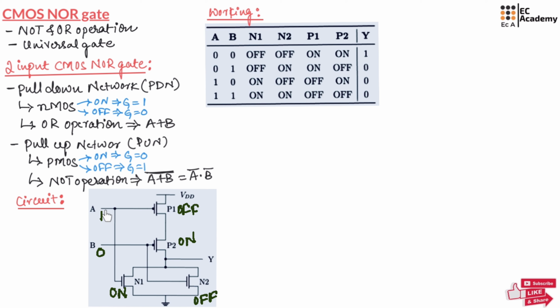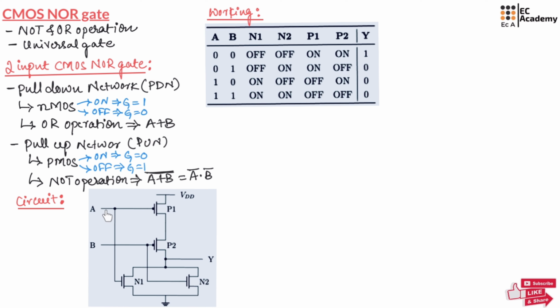When the input is 1 0, transistor N1 will be on, N2 will be off, P1 will be off and P2 will be on. Since N1 is on, the ground is connected through transistor N1 and it will be available at the output. So output will be equal to 0.